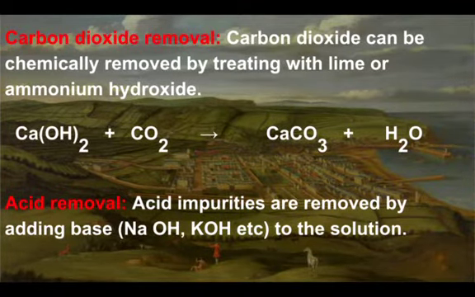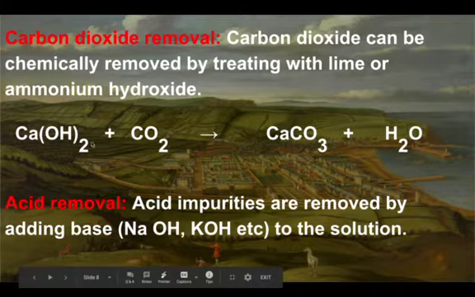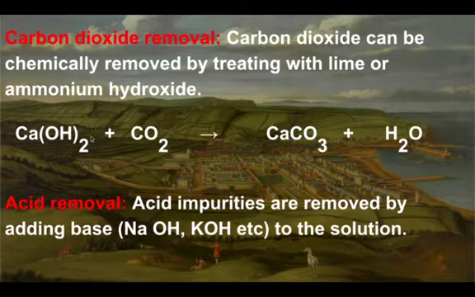Now, carbon dioxide removal. Carbon dioxide can be chemically removed by treating with lime or ammonium hydroxide. Lime is nothing but calcium hydroxide. So, when the water is treated with calcium hydroxide, what happens? Carbon dioxide will get converted to the corresponding carbonate, that is calcium carbonate, and thus the amount of carbon dioxide in the water can be reduced.